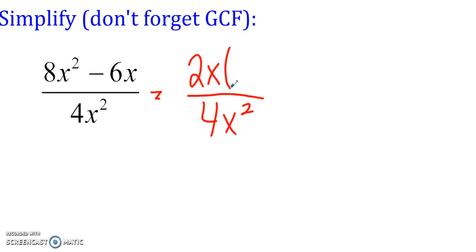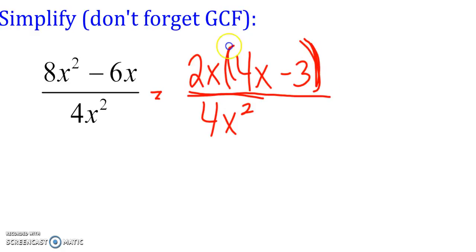2 times what numbers? 8 divided by 2 gives me a 4x. And 2 times a 3 is going to give me a 6x. This 4x minus 3 is in a group. It can't be canceled unless there's another 4x minus 3. But this 2 and this 4 and this x squared are all by themselves. So I can cancel this 2 and this 4 because it leaves a 2 here. 4 divided by 2 that way, or 2/4 simplifies to 1/2.